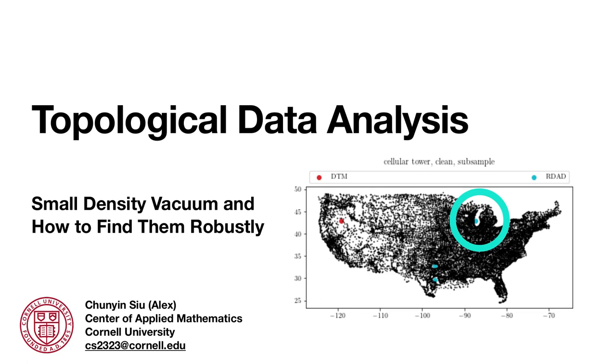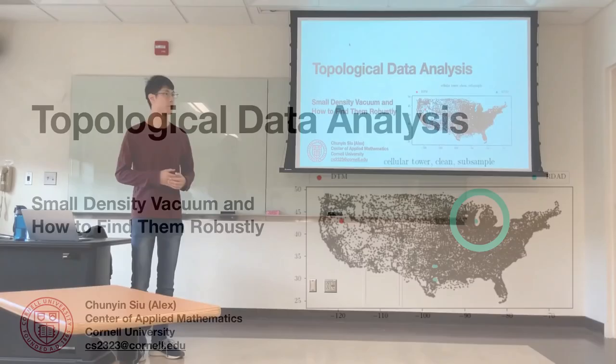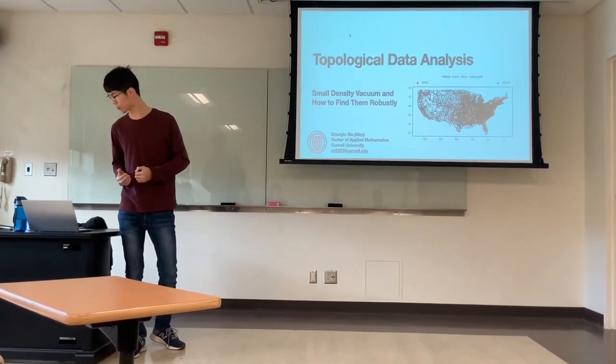The traditional method is very effective at picking up the large sparse region here because it's big. But even for something of the size of Lake Michigan, the traditional method tends to struggle because it's relatively small. So my work will be trying to find these relatively smaller holes that complements the traditional method.